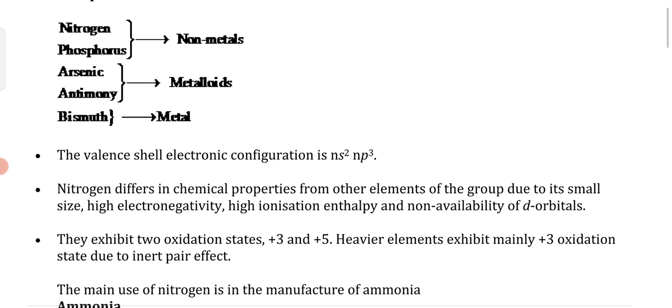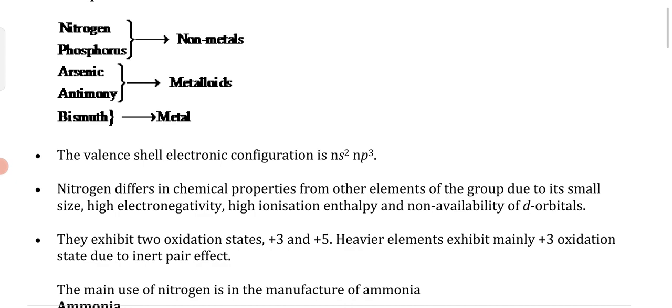So now the next point: nitrogen differs in chemical properties from other elements of the group due to its small size, high electronegativity, high ionization enthalpy and non-availability of d orbitals. Nitrogen is very small in size and it has high electronegativity. Because it is very small in size, the density of the electron is very high.